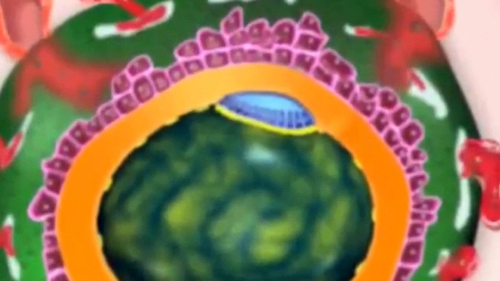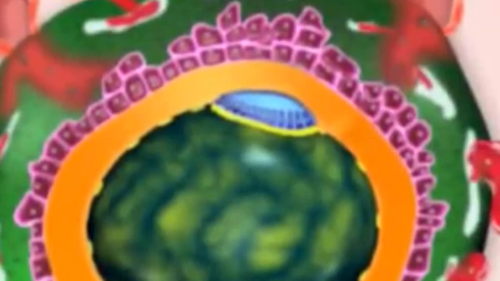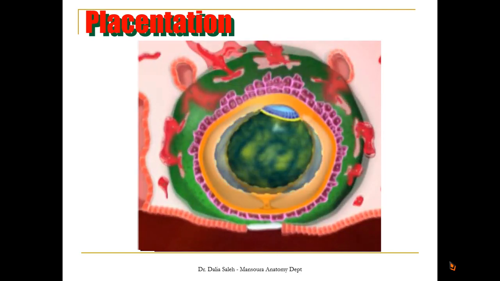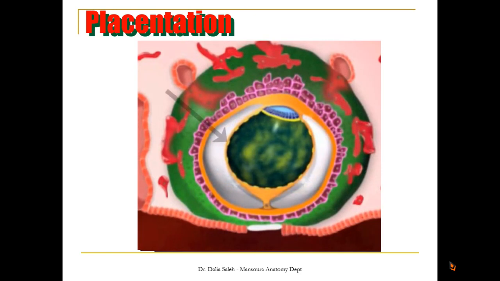At the same time, you can see that the inner cell mass now differentiates into bilaminar germ layer, epiblast and hypoblast, and we also have two cavities here, amniotic cavity and yolk sac cavity, and another tissue appears outside the embryo between the amniotic sac and the yolk sac and the cytotrophoblast. It is called the extraembryonic mesoderm. Inside the extraembryonic mesoderm, a cavity develops. It is called the extraembryonic coelom or chorionic cavity.